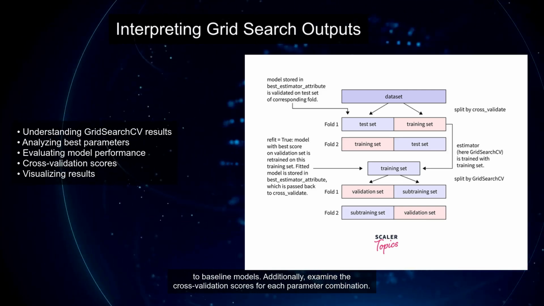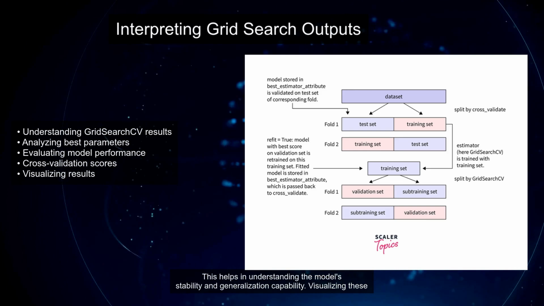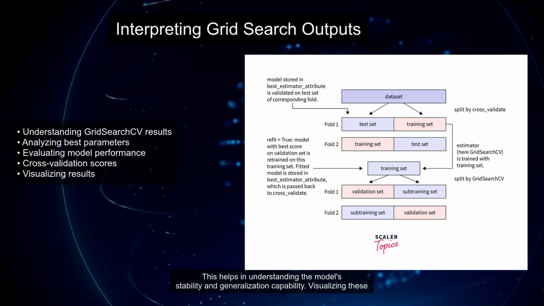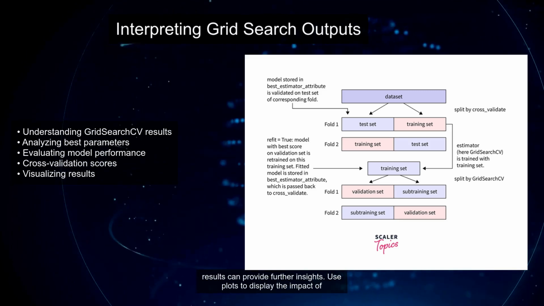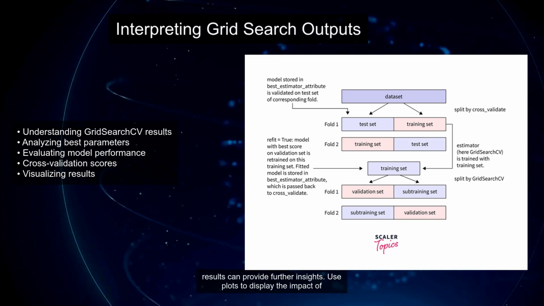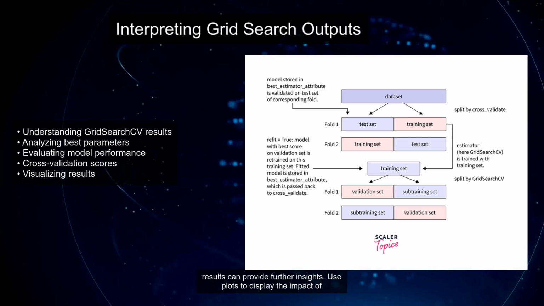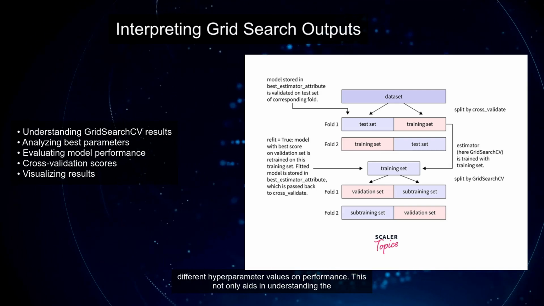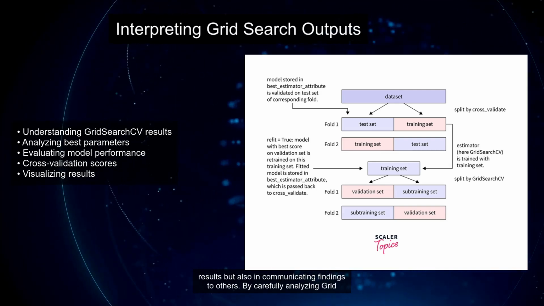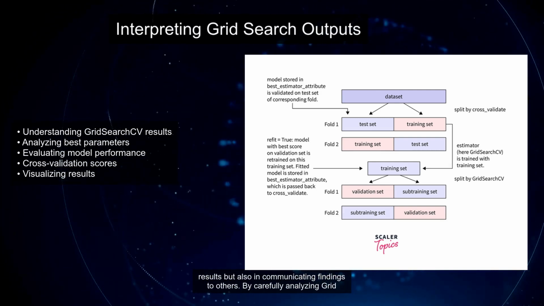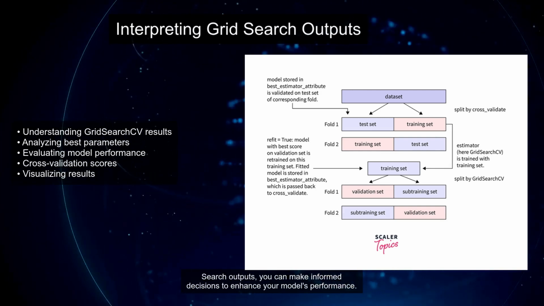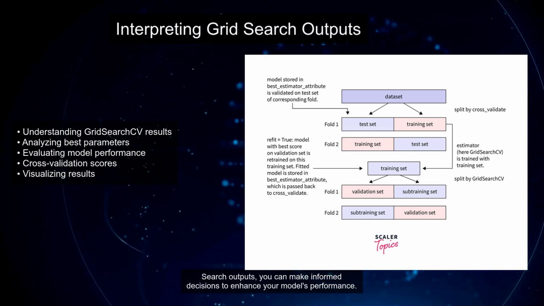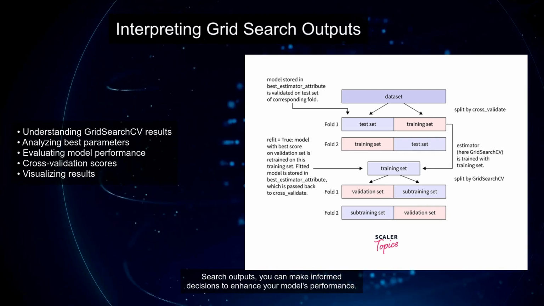Additionally, examine the cross-validation scores for each parameter combination. This helps in understanding the model's stability and generalization capability. Visualizing these results can provide further insights. Use plots to display the impact of different hyperparameter values on performance. This not only aids in understanding the results but also in communicating findings to others. By carefully analyzing grid search outputs, you can make informed decisions to enhance your model's performance.